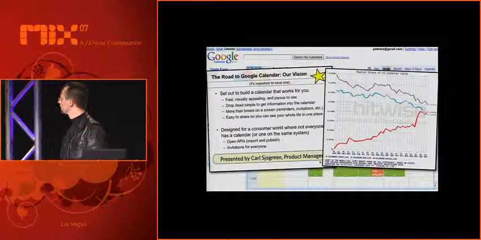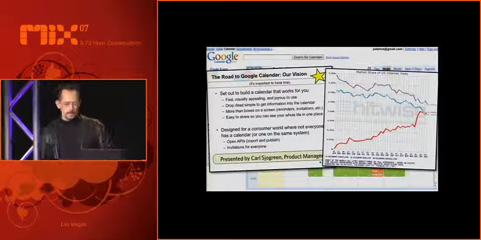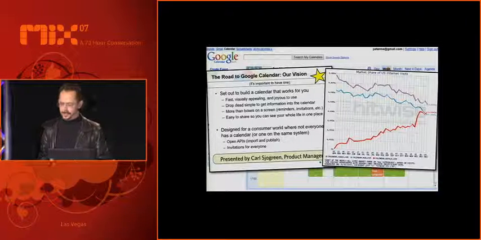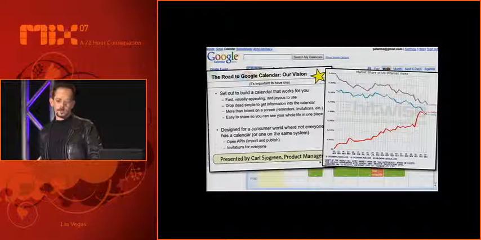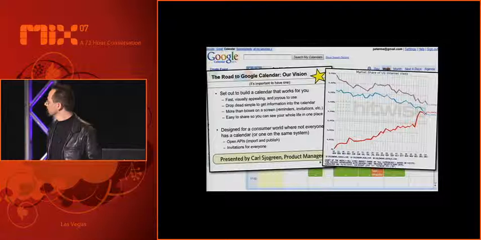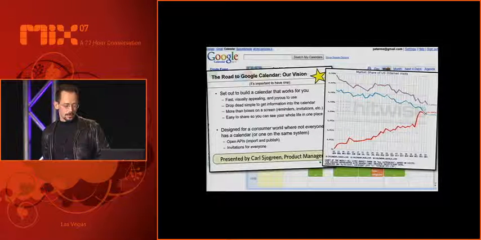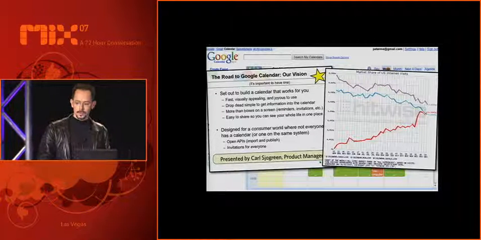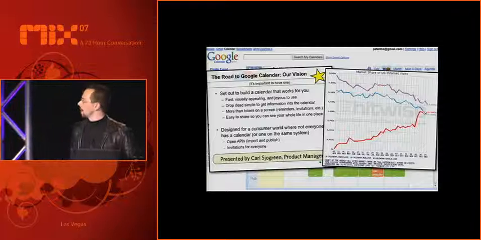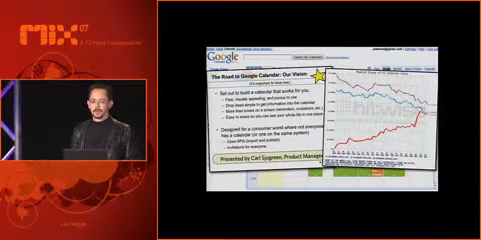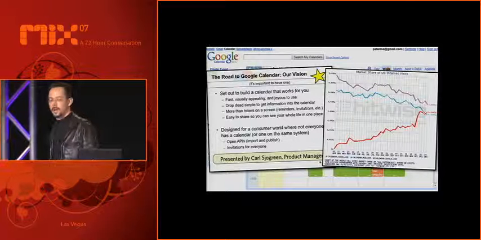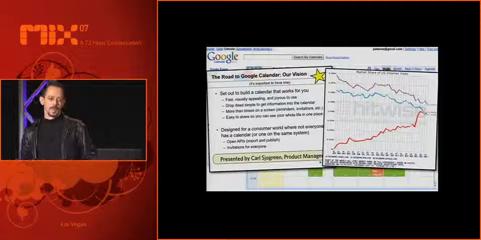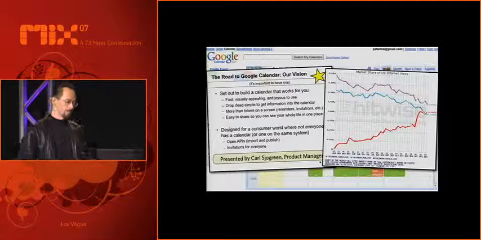This is traffic data for the first 9 months of Google Calendar's existence, compared against the two leading calendars from Yahoo and Microsoft. And what we see in those first 9 months is Google Calendar going up and up and up, and the leaders very steadily eroding until Google Calendar finally overtakes the number 2 and is well on its way to becoming number 1.